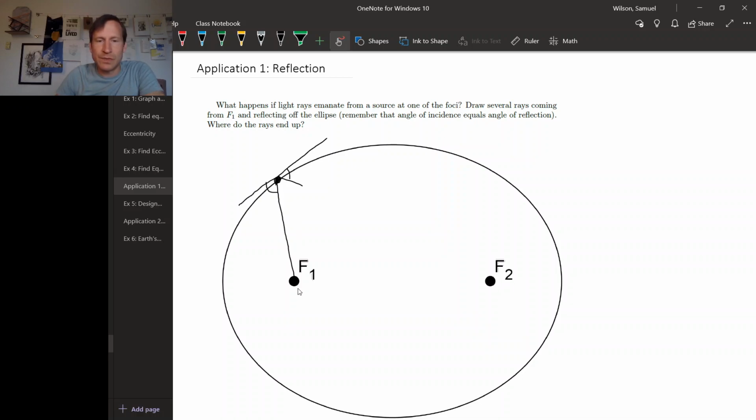So pause the video and sketch several light beams coming out of the first focus and bouncing off of the ellipse and see where they end up.